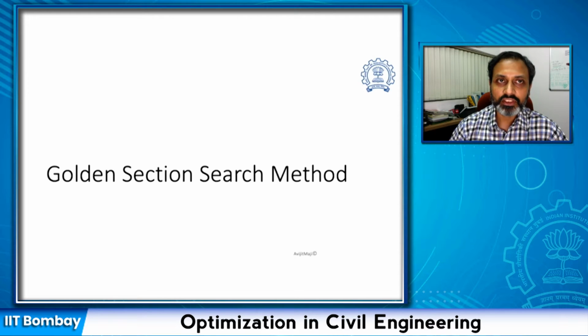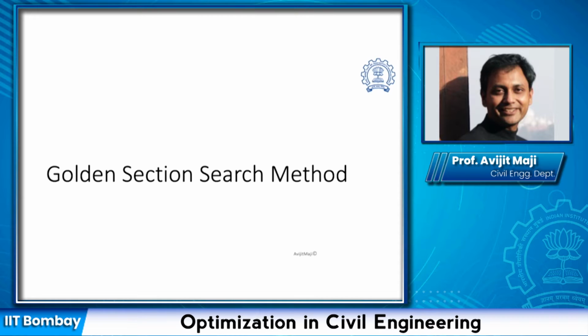Let us begin with the two region elimination methods. The first method we'll discuss today is known as the golden section search method. This method is very similar to the Fibonacci search method. However, it does not have the limitation of the Fibonacci search method, where we were required to estimate the Fibonacci numbers. So let us see the golden section search method.